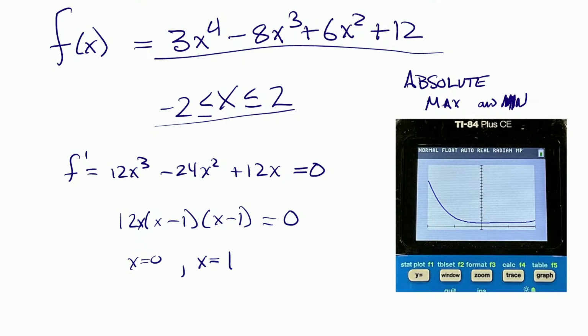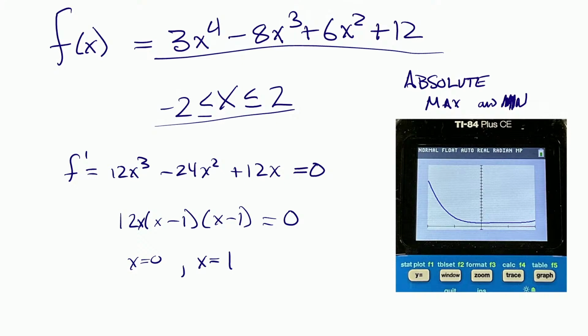Now that you've got those, all we have to do is say, okay, the absolute tallest could either be one of those 2 points or it could be at the endpoints. Is it ringing a bell now? And then the same thing for the minimum. The minimum is either going to be one of those 2 or one of the 2 endpoints.